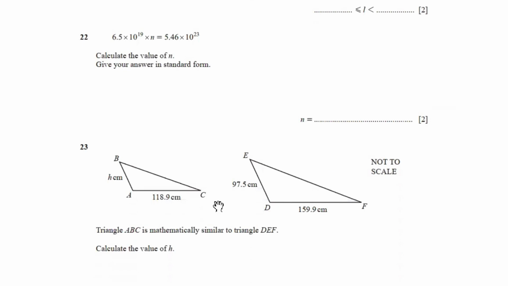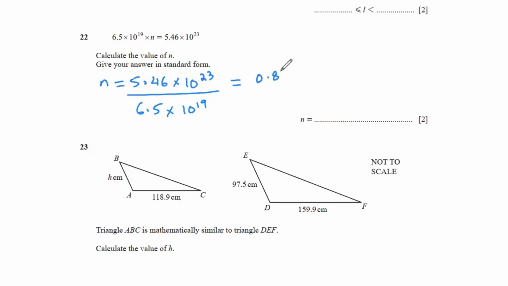Then question 22 says calculate the value of n. So if we divide the right-hand side, which is 5.46 times 10 to the power of 23, by 6.5 times 10 to the power of 19, we can see that n is the subject of the equation. So once you divide those, what you get is 0.84 times 10 to the power of 4.